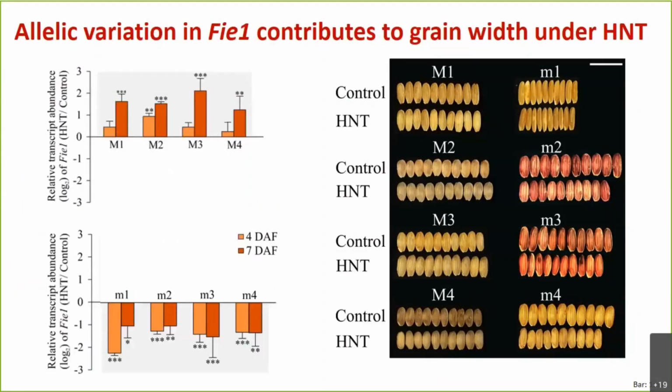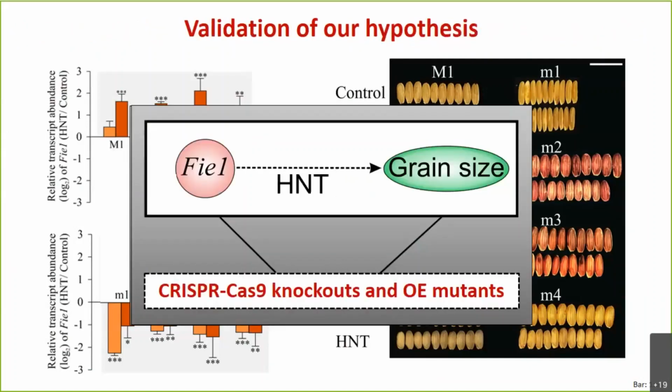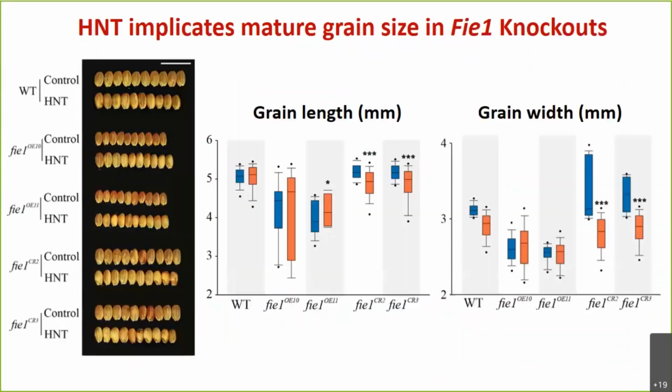The answer was that the major allelic accessions had higher expression of Fiei1 as compared to the minor allelic accessions. To validate this hypothesis, we generated CRISPR-Cas9 knockouts and overexpression mutants, and we tested them under high night temperature treatment. What we found was that the CRISPR lines had significantly lower grain length as well as grain width when HNT was imposed.